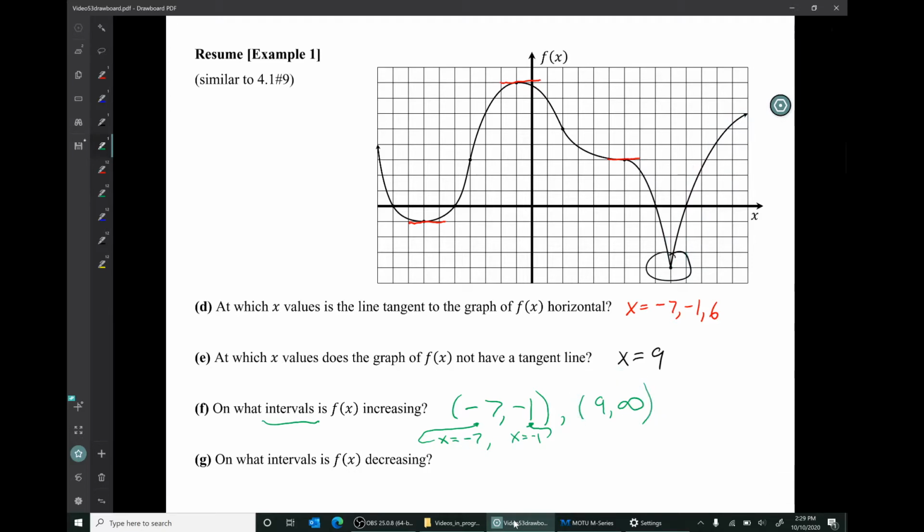All right, question G. On what intervals is f decreasing? Well, that's referring to this chunk of the graph and this chunk of the graph. As you move from left to right in those blue chunks, the graph goes down. So that's everywhere to the left of -7 and everywhere from -1 to 9.